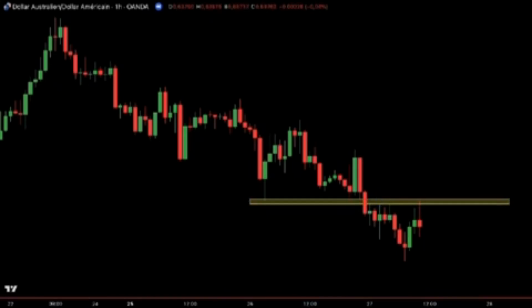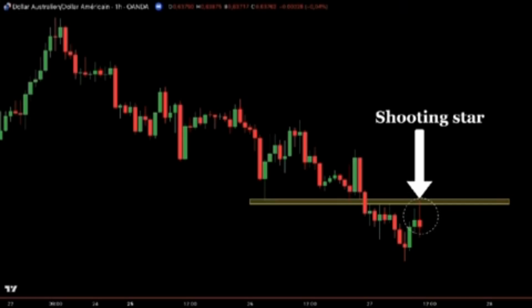At this resistance level, a shooting star candlestick pattern appears. This is a strong bearish signal, showing that buyers tried to push the price higher, but sellers quickly regained control and forced it back down. This confirms that the retracement move is ending, and the downtrend is likely to continue, as sellers step in to push the market lower once again.